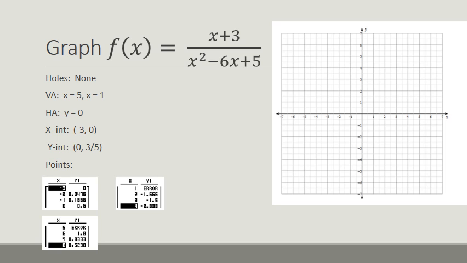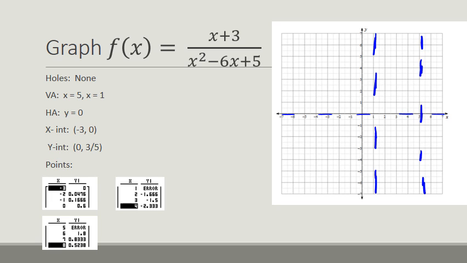I took screenshots from the graphing calculator. This is all our work we've done. There is no hole. I have a vertical asymptote at x equals 5. So I'm just going to draw a dotted line to show that. And I have one at 1. And then I have a horizontal here.